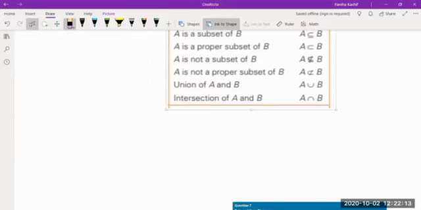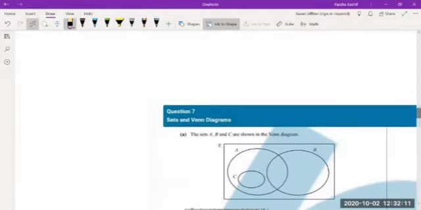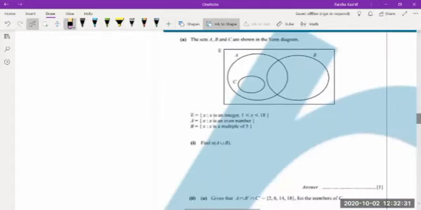Now let's try out some past papers to see if we've understood the topic. Now we're going to start with past papers. So the question says that sets A, B, and C are shown in the diagram. Now let's see what part A says. So part A, part 1 says find the number of elements in A union B.